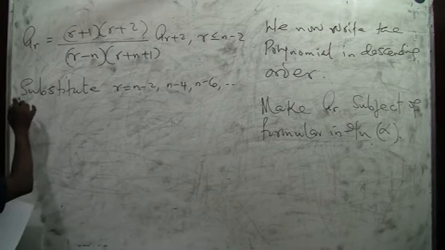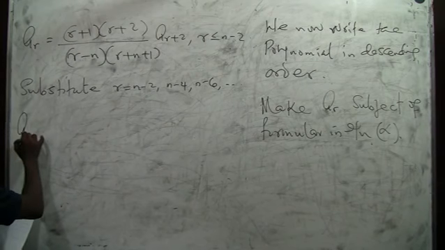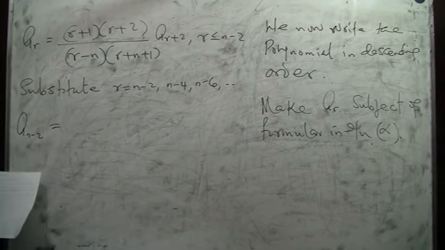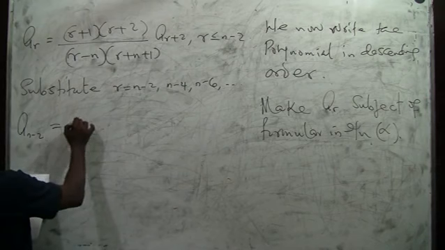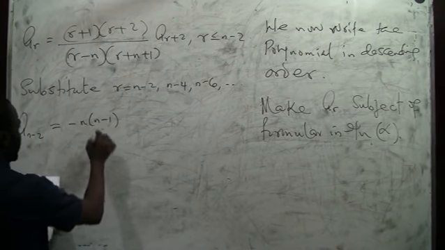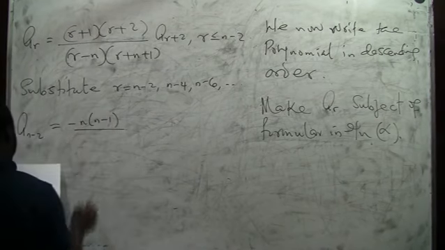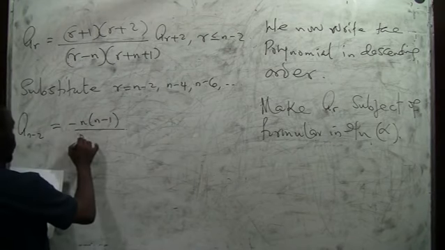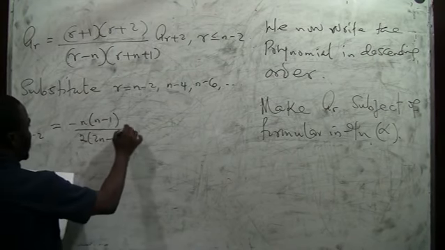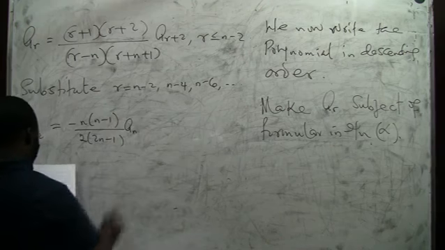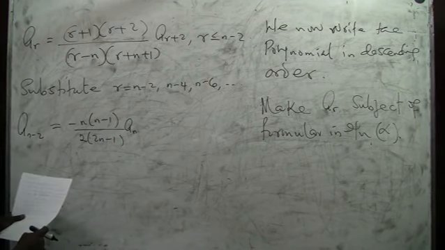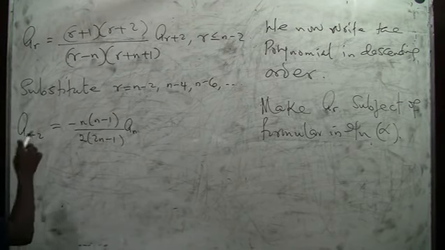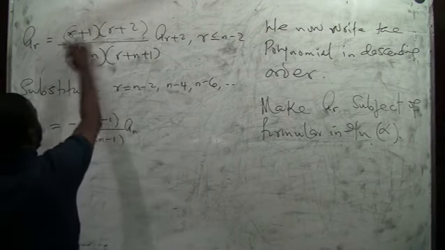So that we obtain the following: A_{n-2} equals minus n into (n minus 1) divided by twice (2n minus 1) A_n. The next one will be to substitute n minus 4 into this expression.